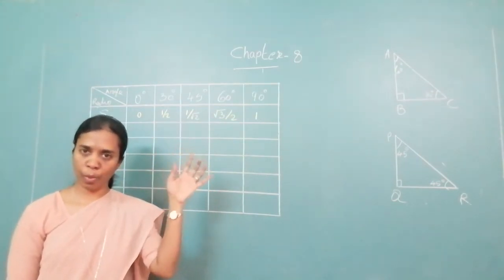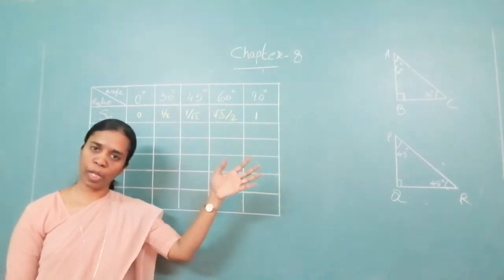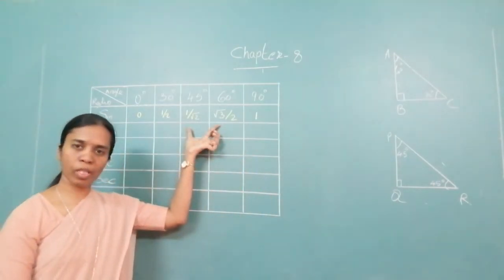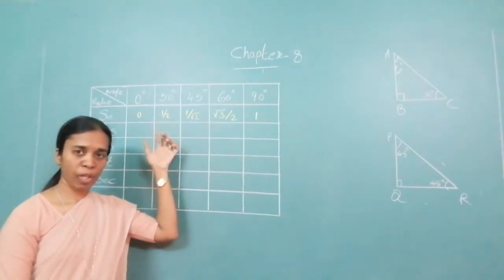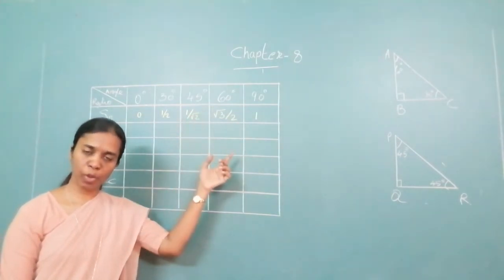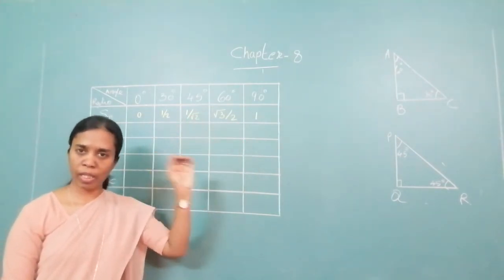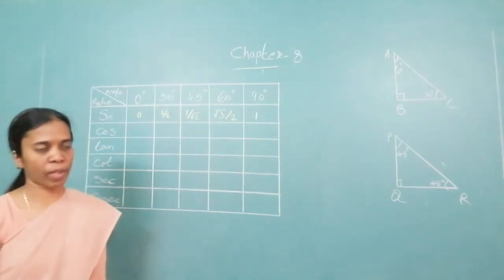Okay, 0, 1 upon 2. Then 1 upon root 2, root 3 upon 2, 1. So these two are only a little difficult to remember. 0, 1 upon 2. After 1 upon 2, 1 upon root 2. Then root 3 upon 2, 1. Please learn it by heart. 0, 1 upon 2, 1 upon root 2, root 3 upon 2, 1.